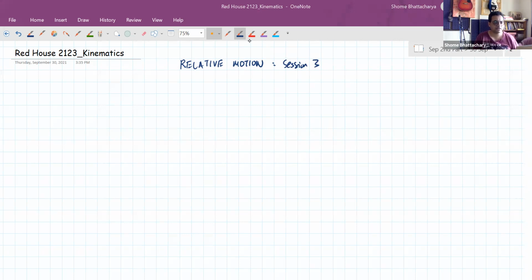The next chapter we will start, Ishan, is going to be circular motion after relative motion is completed. So in this track we will do circular motion, and then after that center of mass.